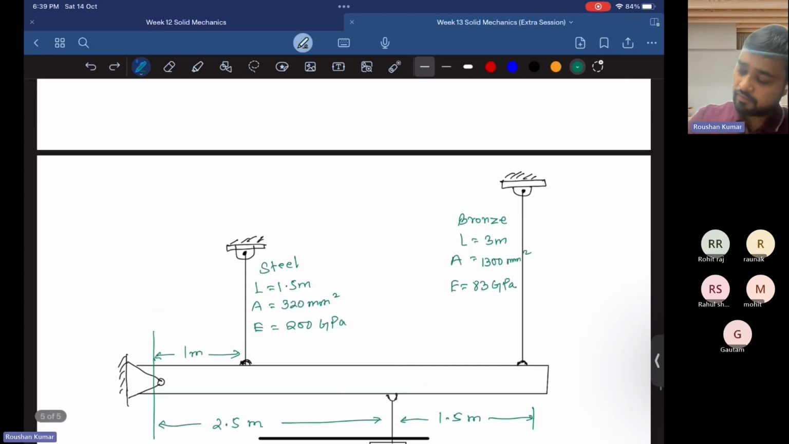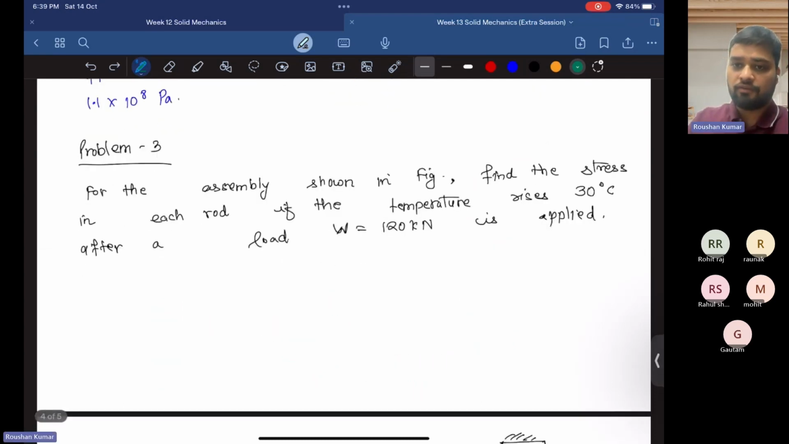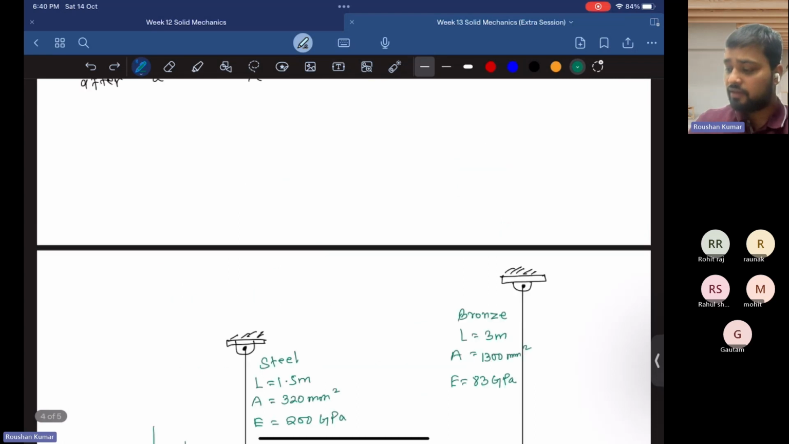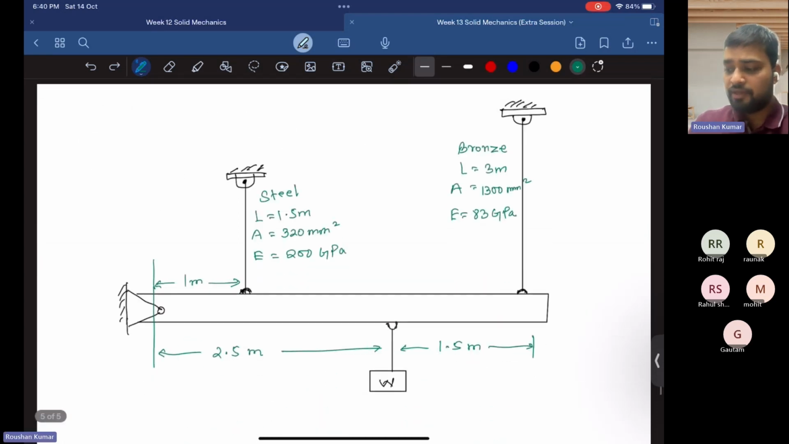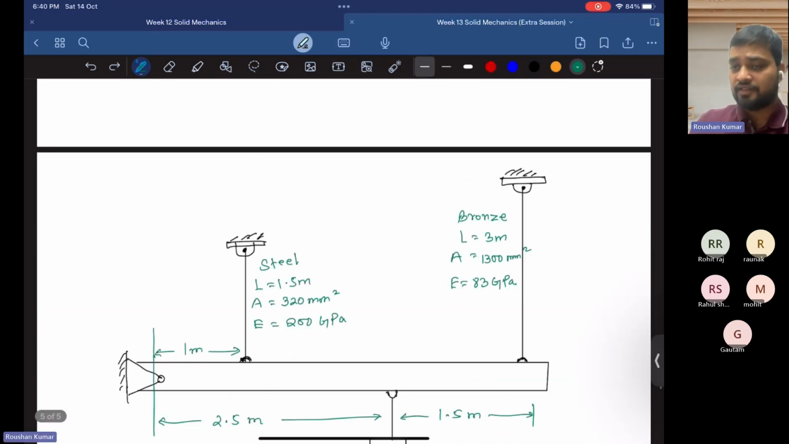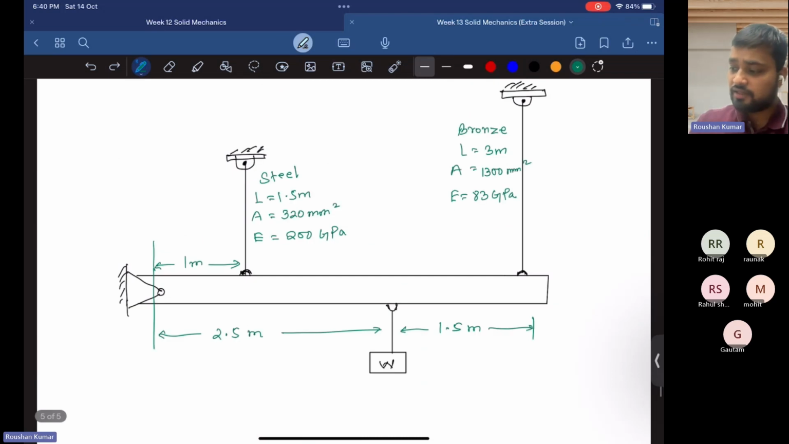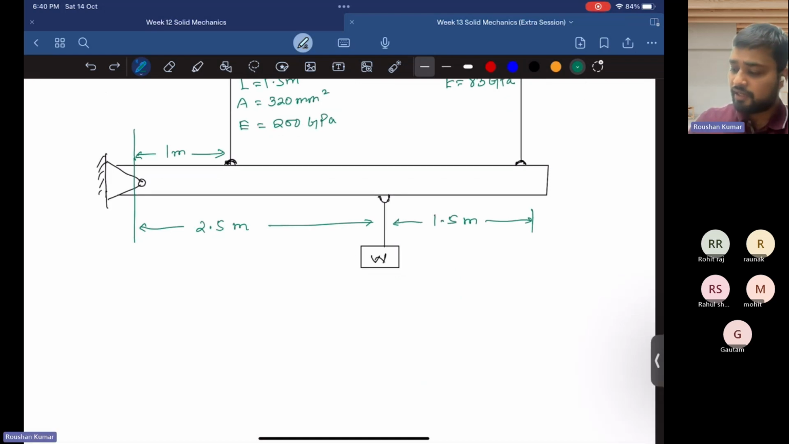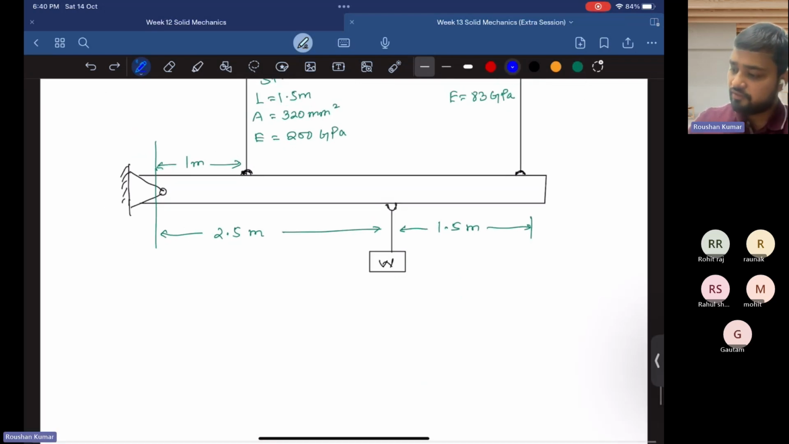So I'm repeating the question. For the assembly shown in figure, find the stress in each rod if the temperature rises 30 degrees Celsius after a load W equal to 120 kilonewton is applied. So we have to find the value of stress developed in each rod, that is in the steel as well as in the bronze rod, if the temperature rises 30 degrees Celsius. So here the temperature change is given as 30 degrees Celsius and a load W equal to 120 kilonewton is applied. So let's start the solution for this question.